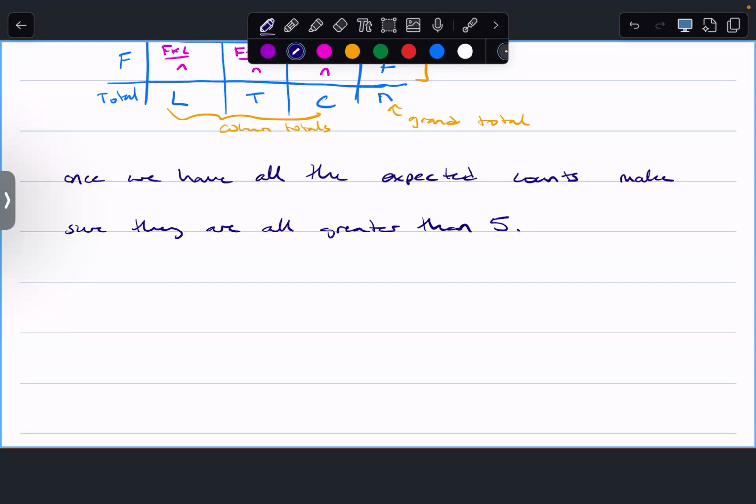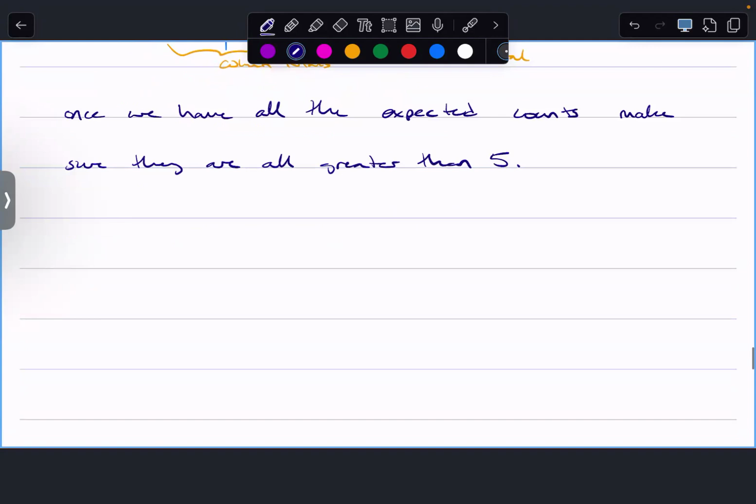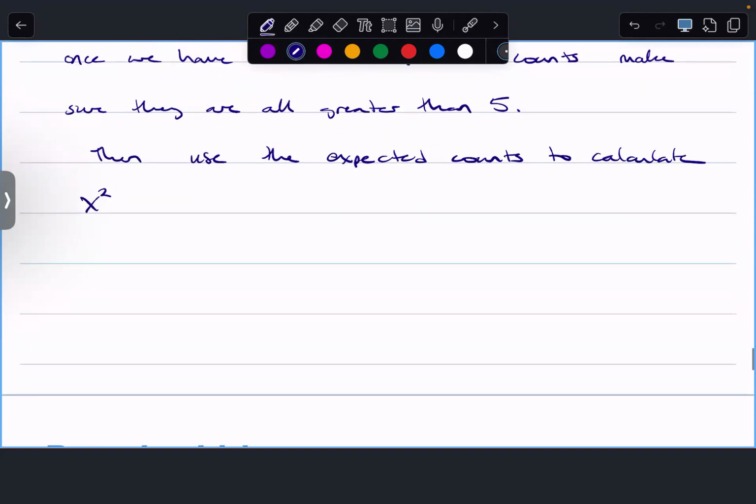Then use those to compare them to the observed counts. So then use the expected counts to calculate chi-squared. Chi-squared is the sum of the observed minus the expected squared over the expected.